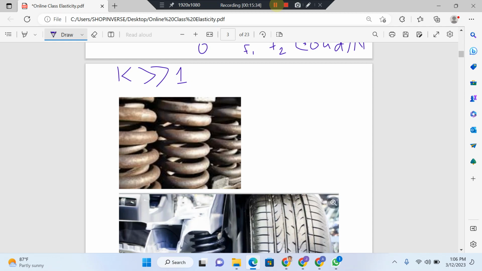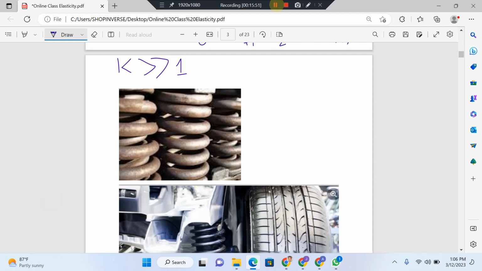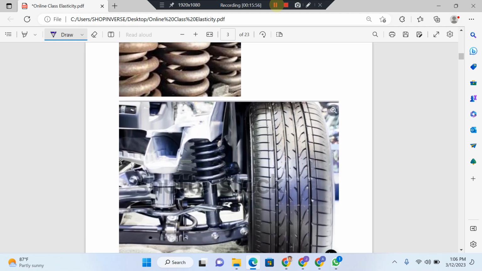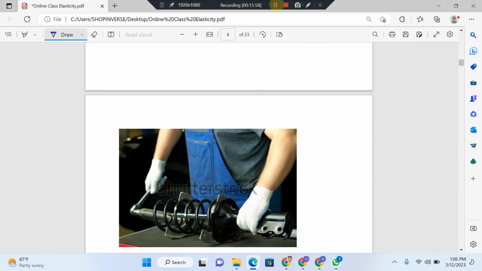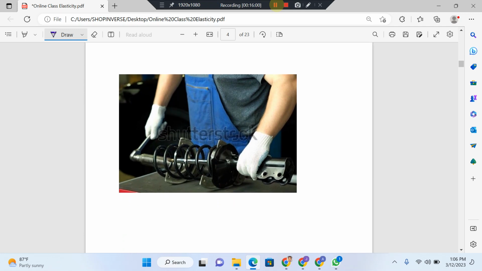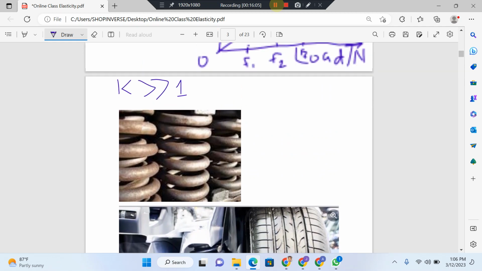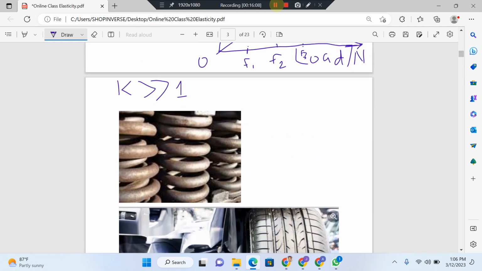So it means you need a very large force to cause a unit extension. And if the spring is very narrow, as narrow as a strand of hair, that means little force will cause an extension. So that's the impact of the thickness of the spring on the value of K. Of course, the value of K also depends on the nature of the material. So that is it. The shock absorber here really helps to stabilize your car.